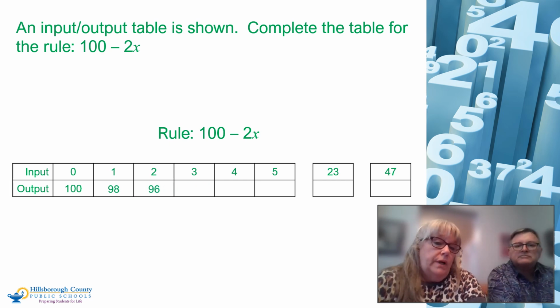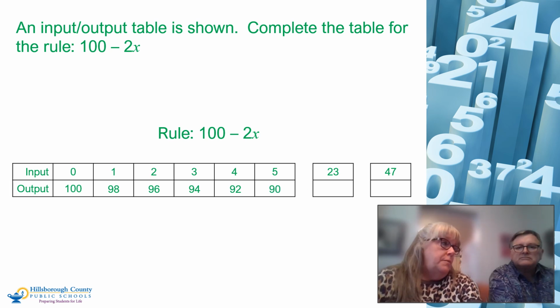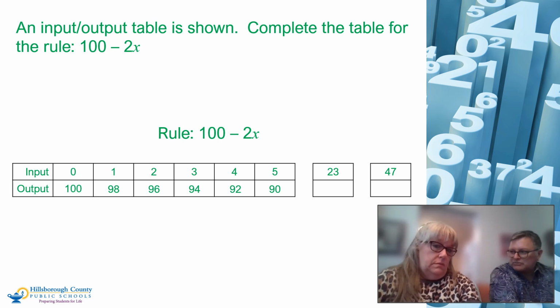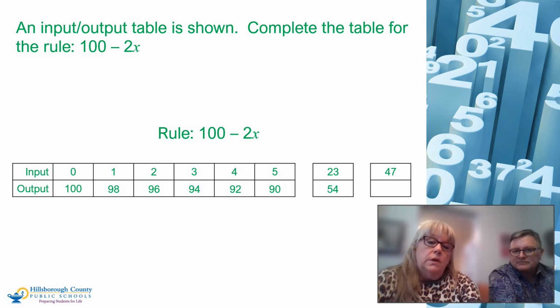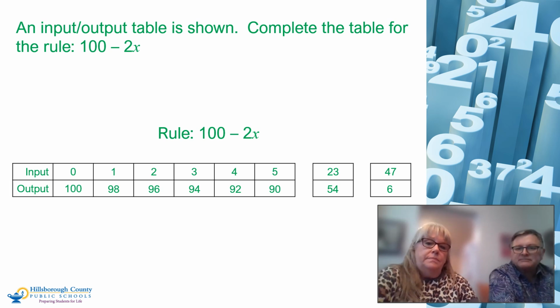I continue. But if I'm looking at term 23, I don't want to have to do all of the terms up to 23 to figure it out. I can use the rule and replace that x with 23, doubling it. Doubling 23 is 46. I subtract 46 from 100 and I get my output of 54. Double 47, that's 94. Subtract that from 100, and I get my output of 6.